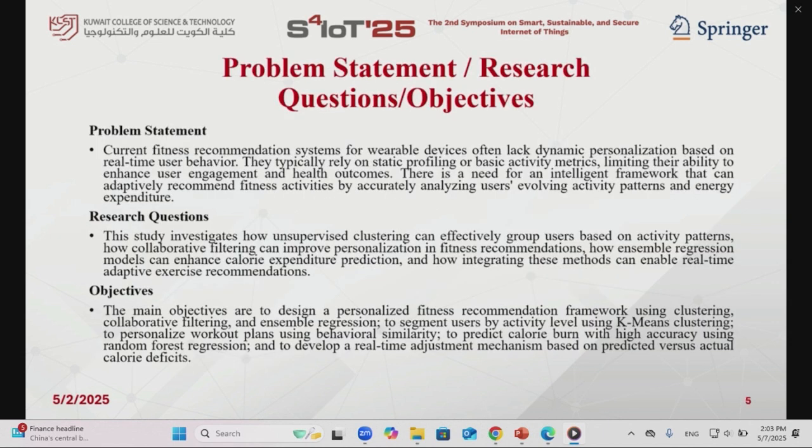Problem statement, research questions and objectives. Our problem statement is straightforward. Current fitness recommendation systems lack dynamic personalization based on real-time behavior, relying instead on static profiles and basic metrics. We ask, can unsupervised clustering group users effectively by activity patterns? Can collaborative filtering enhance personalization? Third, can ensemble regression improve calorie burn predictions? Fourth, how can we integrate these methods for real-time adaptive recommendations? Our objectives follow: design the hybrid framework, segment users, personalize workouts, predict calories with high accuracy, and implement a real-time adjustment mechanism. Now moving on to the next slide.